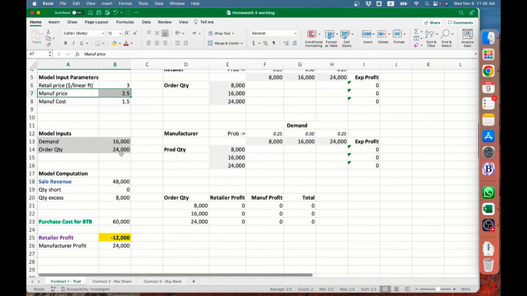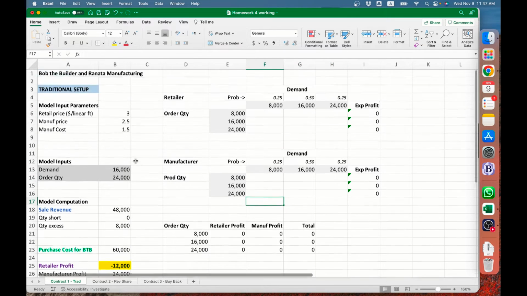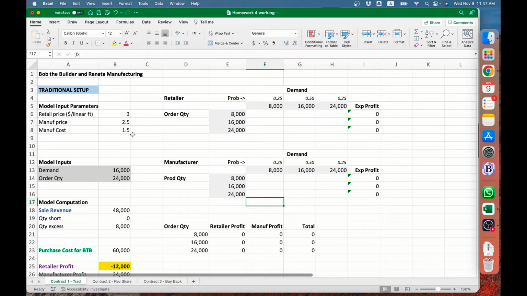Okay. Now what we're going to do is, obviously, these numbers could be different. Look, there are 9 possibilities for these two numbers. There could be 8,000, 8,000, 16,000, 8,000, 24,000, 8,000, and so on. You could replace these two numbers by each of the 9 possibilities and then record these profits into these cells manually. But we can automate this process in Excel using a tool called data tables.